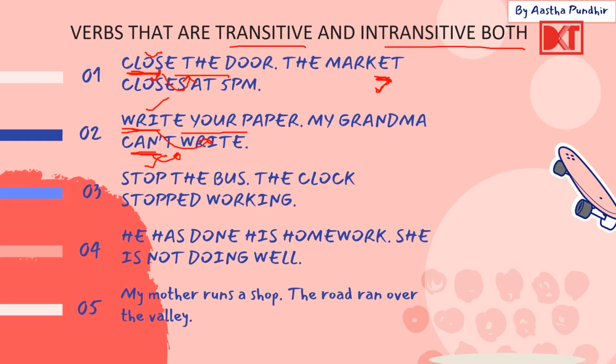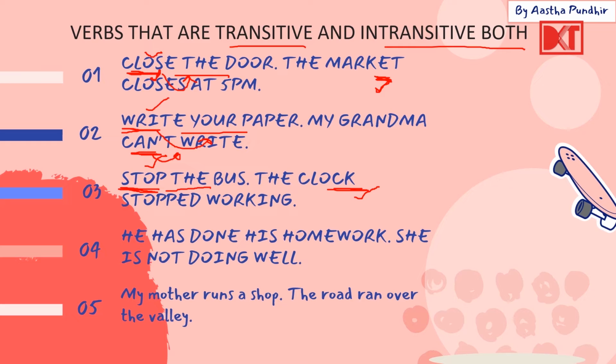So the next sentence, let's see. Third here, stop the bus. Stop what? Stop the bus. Again here the verb requires the object, the bus, to complete its meaning. So here it is a transitive verb. Then, the clock stopped working. The clock stopped what? Here we cannot answer the question of what, right? There is no what to be asked. So stopped here, the verb stop, is an intransitive verb.